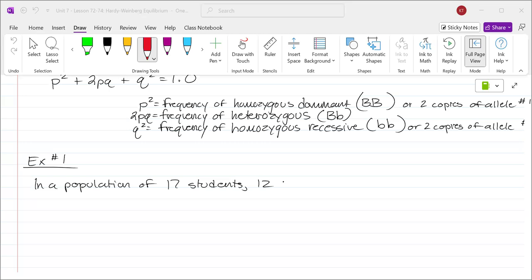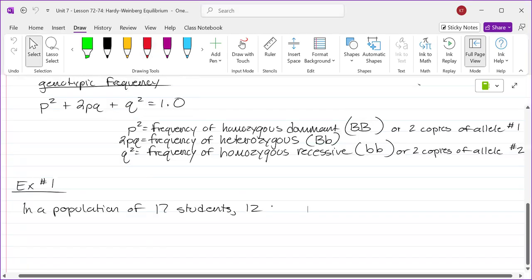Okay, this is part two of Hardy-Weinberg. Last class was cut short, so we're going to pick up where we left off. Here we go. So I left off with example number one.